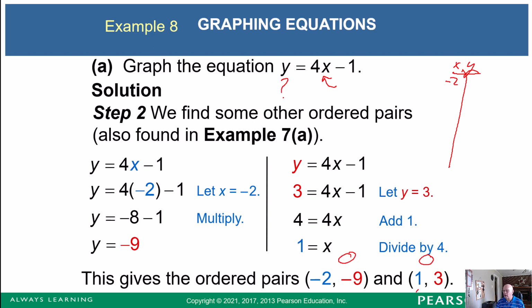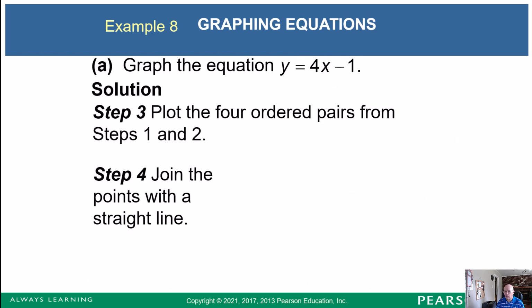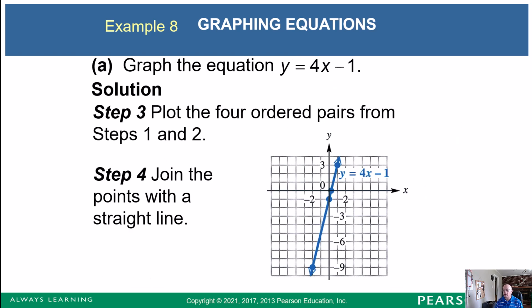Now remember, it was x to the first and y to the first, so that tells you it's going to be a line, and all 4 of those points should be in a straight line. If they're not, you made a mistake somewhere. Go back and start over again, please. And there we go. There's the graph of the equation, y equals 4x minus 1.